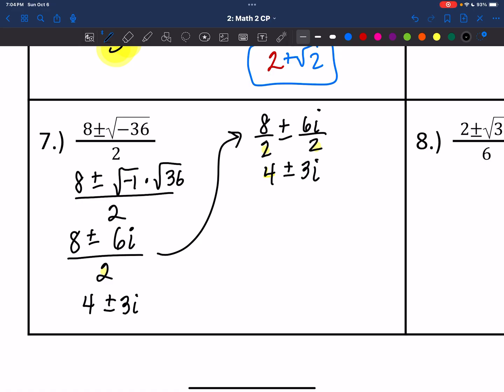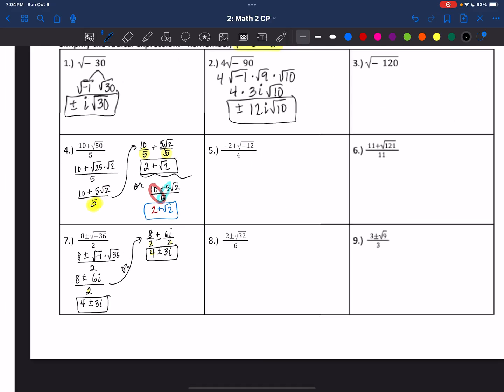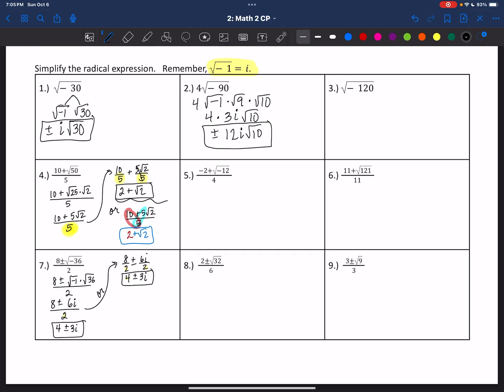So you get the same answer either way. But again, if you're making silly mistakes, break up your fraction. All right. So what you're going to do is you're going to finish all of those.